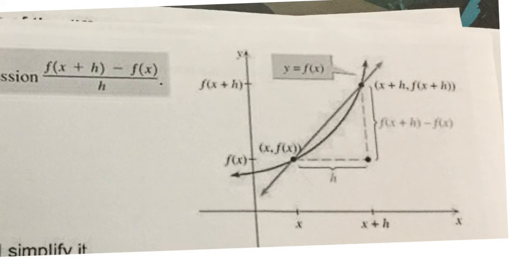Now if you plug that into the slope formula, look what happens in the denominator. Say this is y2 minus y1. So f of x plus h minus f of x. Now do x2 minus x1. X plus h minus x leaves us with just an h in the denominator. So we're down to a single variable.